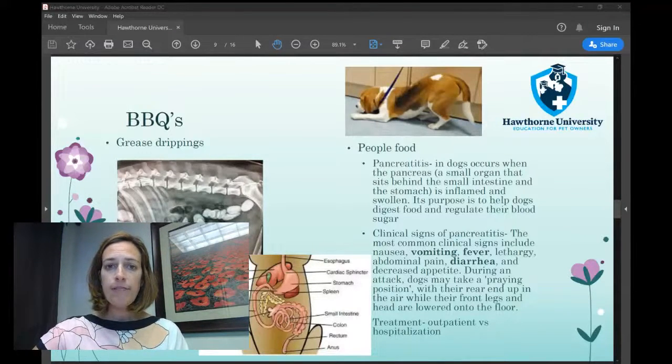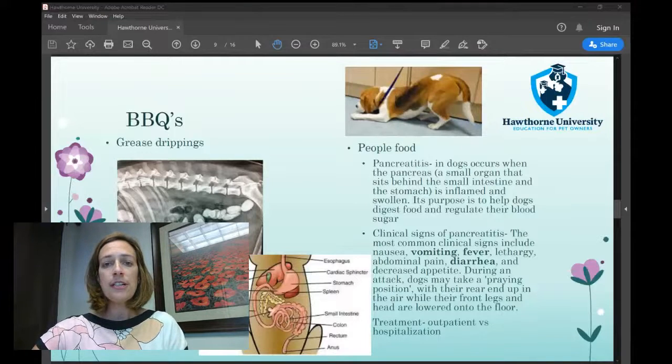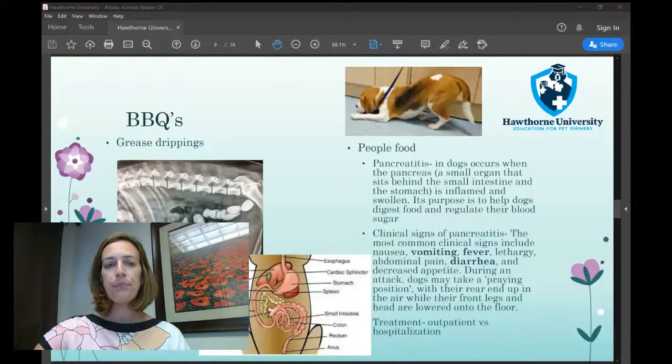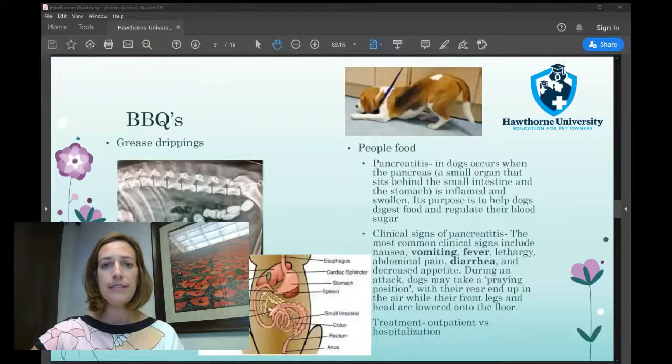They have vomiting, fever, diarrhea, lack of appetite. Dogs who are painful from this can go into what we call the praying position, which is what you see with this dog at the top of your screen. They tend to put their front part down and their back part up, and they're stretching out their belly because their belly hurts. Some dogs will roll on their back and stretch. Some will even army crawl across the floor because they're uncomfortable. These are situations that need to be addressed.